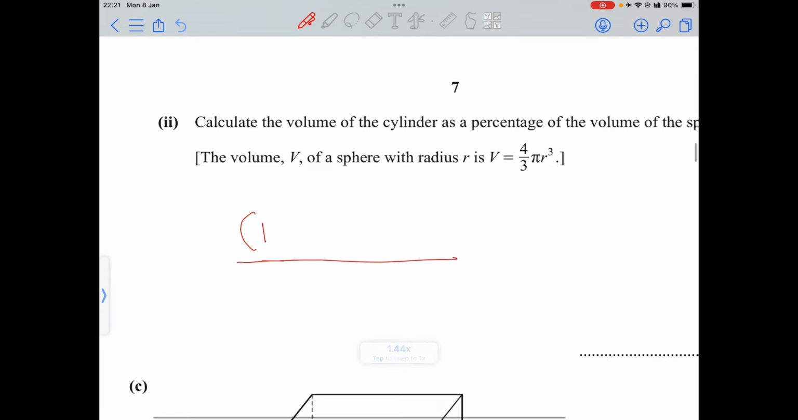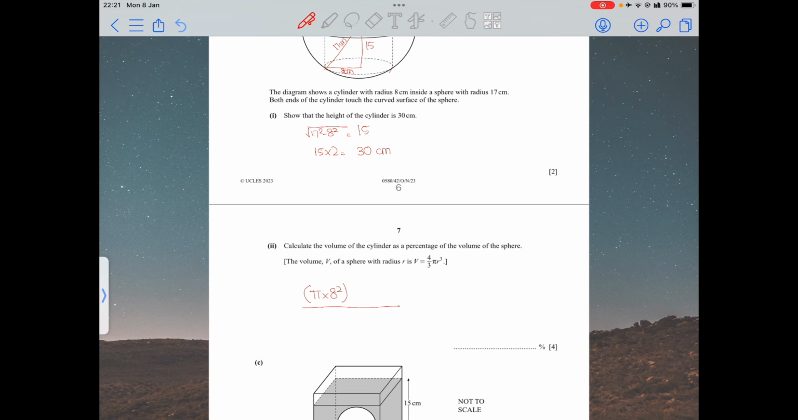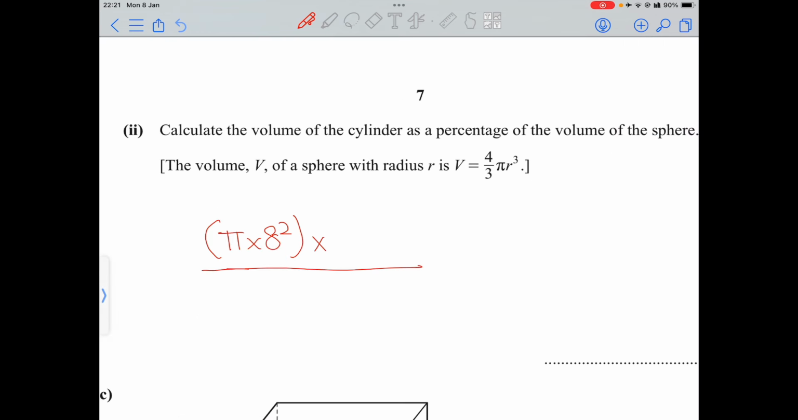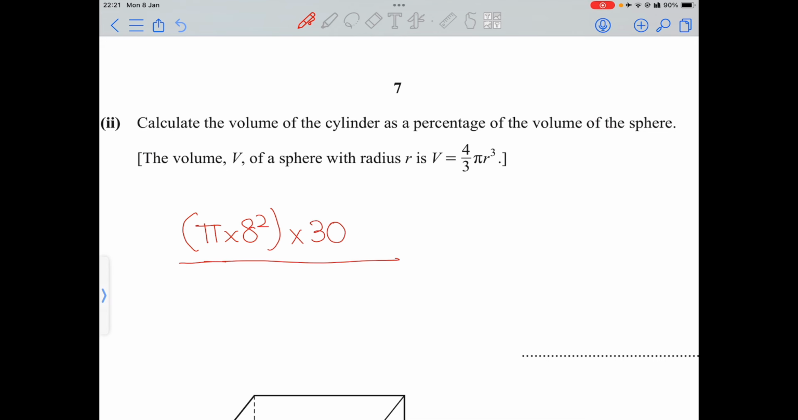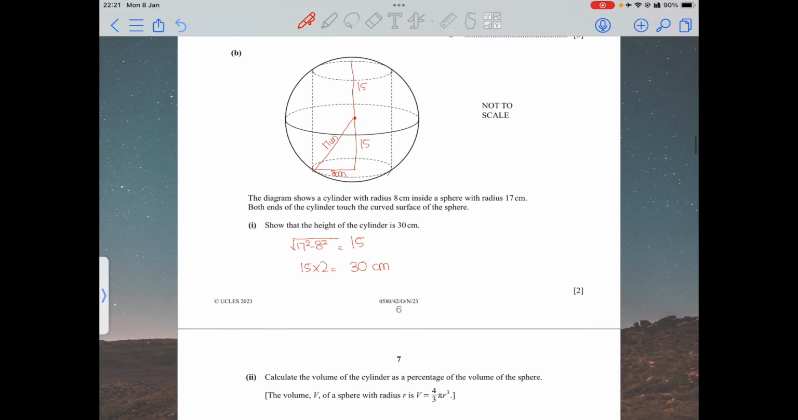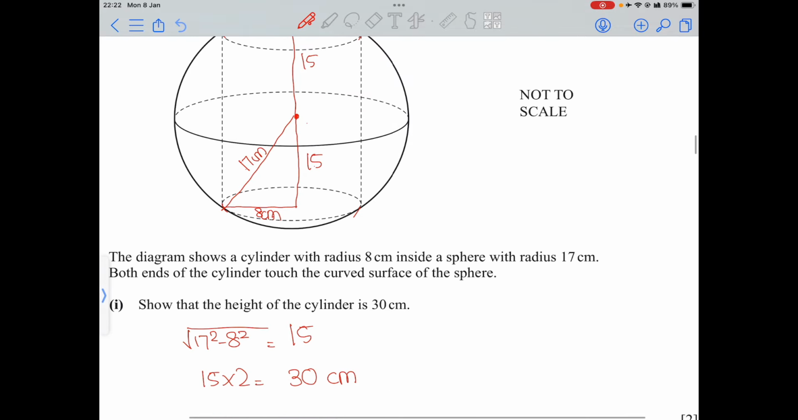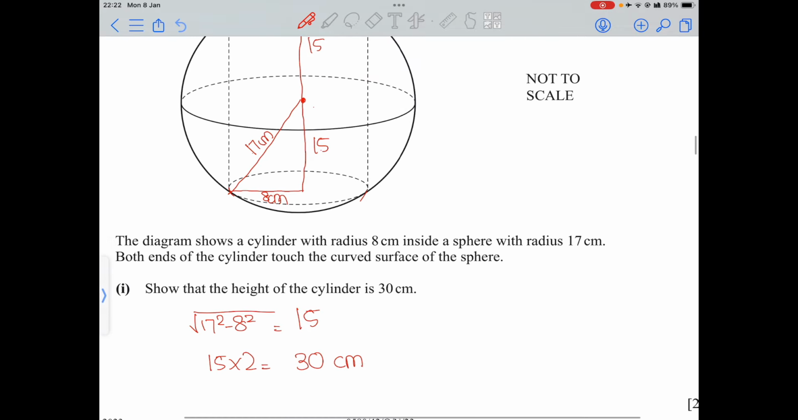So pi times 8 squared times the height of the cylinder, which is 30 centimeters, calculated in the previous question, as a fraction of the volume of the sphere. The volume of the sphere is 4 by 3 times pi times r cubed. The radius of the sphere is, what is the radius of the sphere? The diagram shows a cylinder with a radius of 8 centimeters.